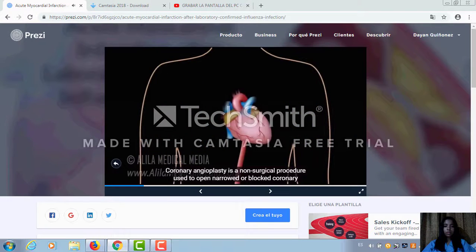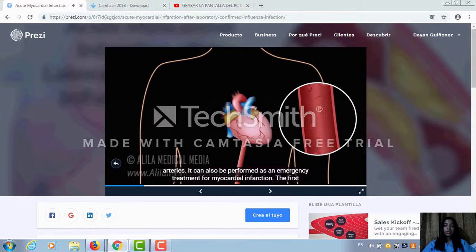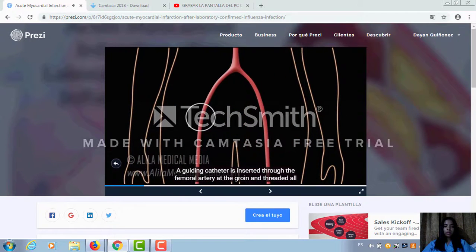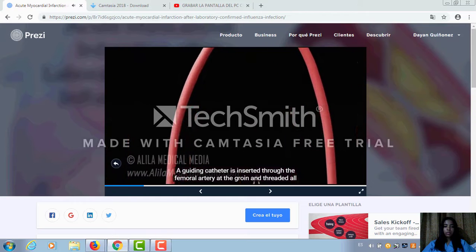Coronary angioplasty is a non-surgical procedure used to open narrowed or blocked coronary arteries. It can also be performed as an emergency treatment for myocardial infarction. The first part of the procedure is to localize the site of blockage. This part is called cardiac catheterization. A guiding catheter is inserted through the femoral artery at the groin and threaded all the way to the aorta.